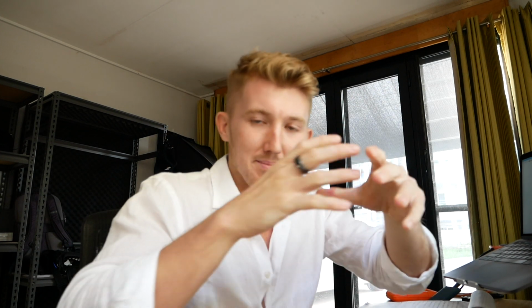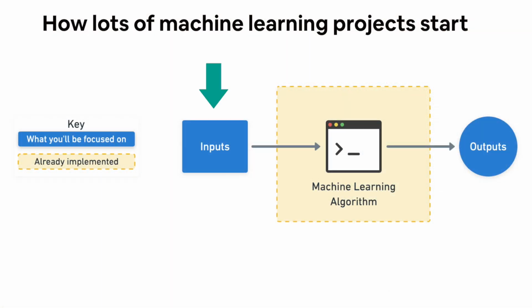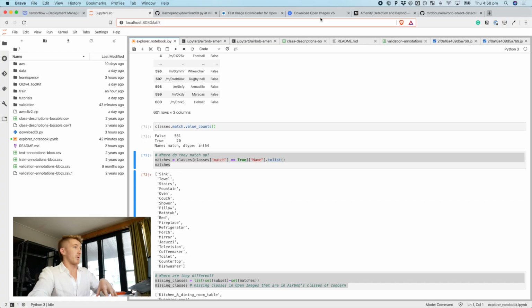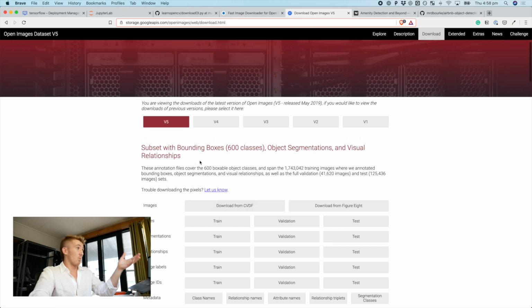But good news is, and I will say it until I go hoarse, machine learning, or at least a lot of practical machine learning, is about lining up the inputs you have, aka the data you're working with, with some sort of machine learning algorithm, and then with the outputs that you want from that algorithm. In my case, the algorithm I kind of want to use is Detectron-2, the bee's knees for object detection, and my input data is a whole bunch of images from Open Images. Where are they? Here we go. So this is the data set that I'm working with, subset with bounding boxes, 600 classes.